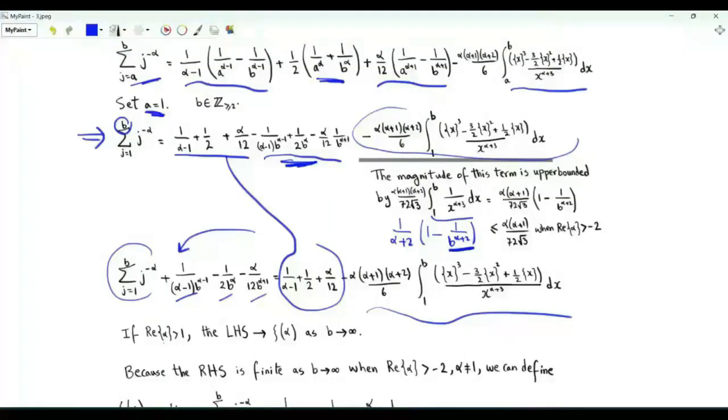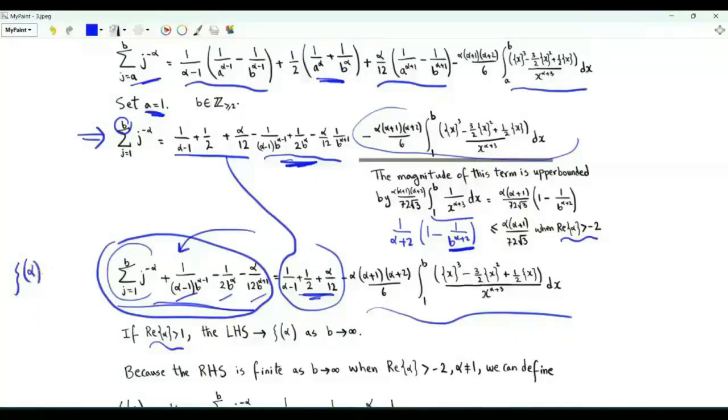What if alpha is 0 or alpha is equal to minus 1 or any value that violates this inequality? When we take the limit of this side as b tends to infinity, we get those three terms and then this scaled integral x from 1 to infinity. And we know that we get a finite result so long as the real part of alpha is greater than minus 2. So we take this function of b and we define zeta of alpha to be the limit of this function as b tends to infinity.